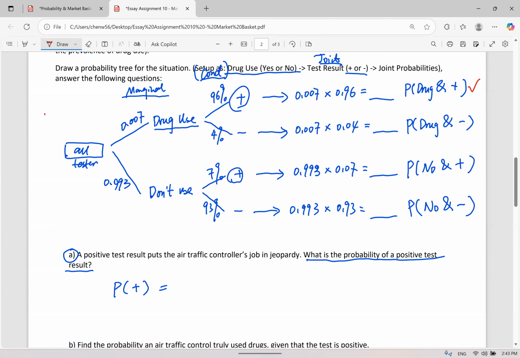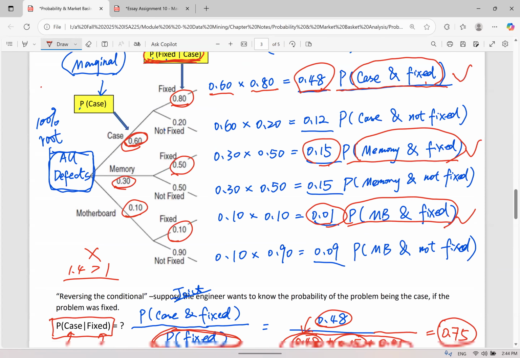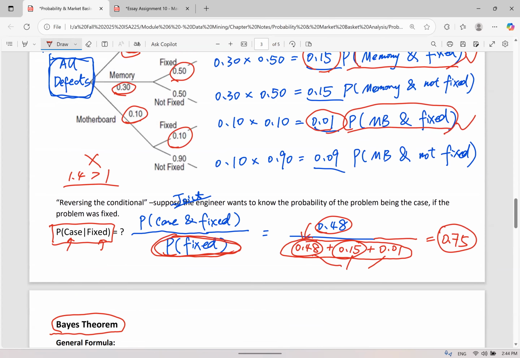So this case is a positive result. This case is also a positive result, right? We want to use the leaf to make our conclusion, right? Then what would that be? This one plus this one, right? Just like how we calculate the probability of fixed, right? So actually it's just these 3 cases together.